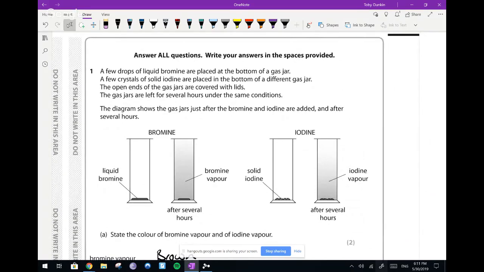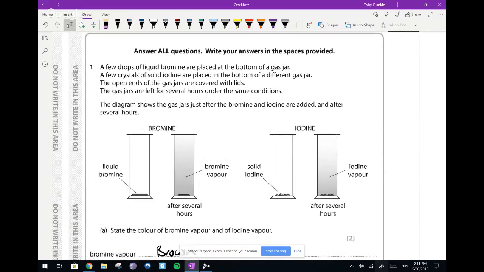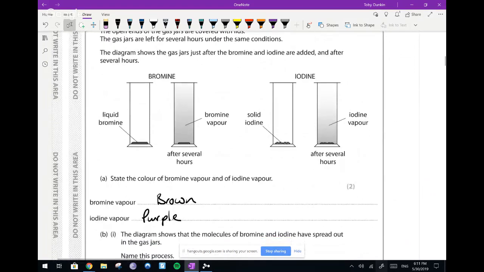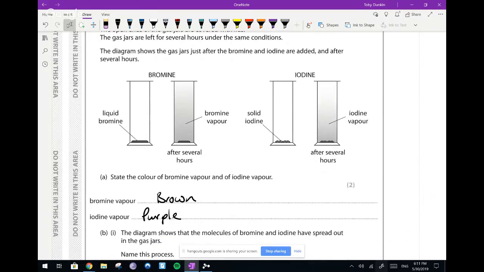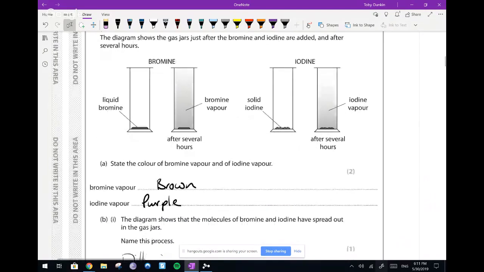Okay, so question number 1 drops us back into our good old-fashioned particle theory, but this time they're focusing on observations. A few drops of liquid bromine are placed in the bottom of a gas jar. A few crystals of solid iodine are placed in the bottom of a gas jar. The open ends of the gas jars are covered with a lid, and the gas jars are left for several hours under the same conditions. The diagrams show the gas jars just after the bromine and iodine are added, and after several hours.